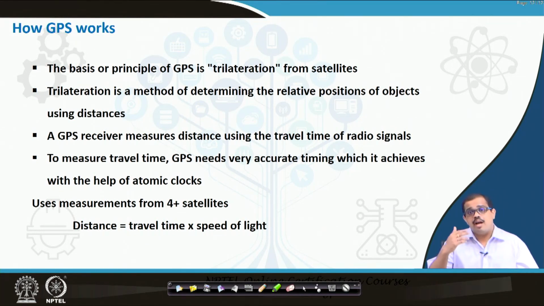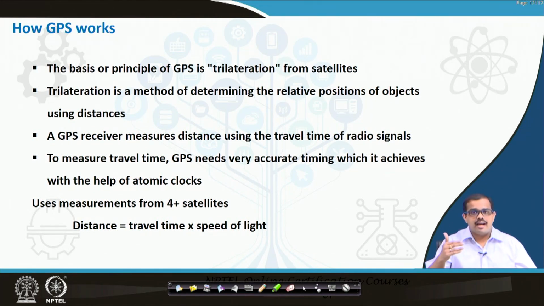Now, let us understand how GPS works. I did inform you that GPS needs at least 4 signals, but it works on the principle of trilateration from satellites. Trilateration is a method of determining the relative position of objects using distances. So, distance is the measurement here, or the distance is a reference point. A GPS receiver measures distances using the travel time of the radio signals.